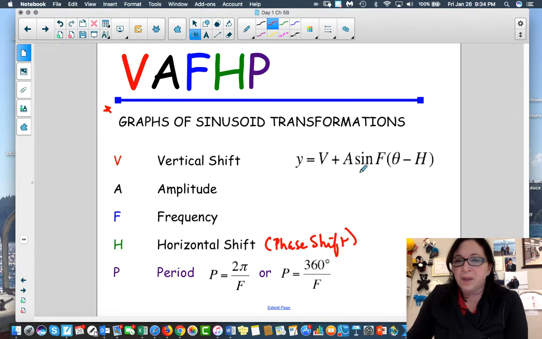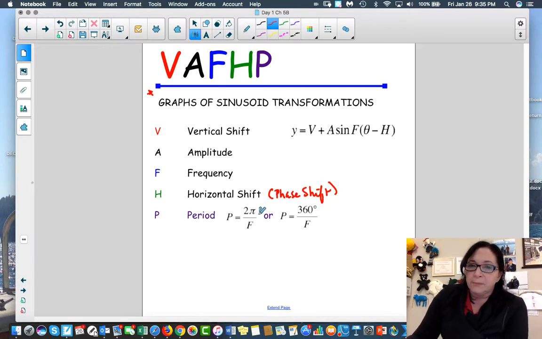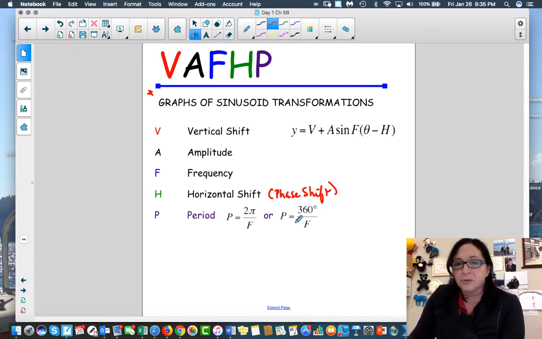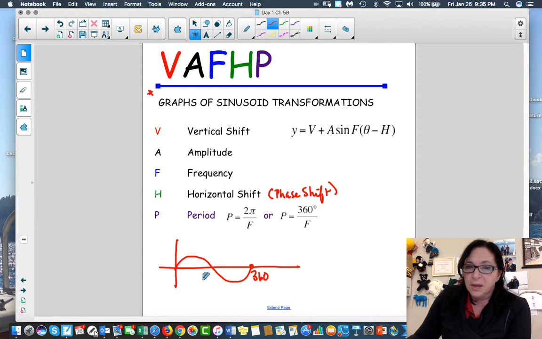In a sine graph and a cosine graph, we have a period of 2 pi radians, or 360 degrees. So most periods are going to be 2 pi. For example, if I start here at 0, I go up and I end here at 360 degrees, that's one full cycle in a 360 degree period. So that means my period is 360 degrees.